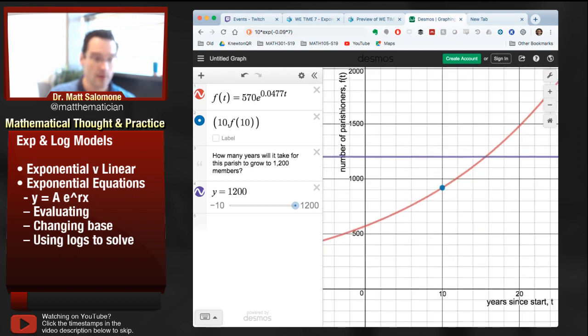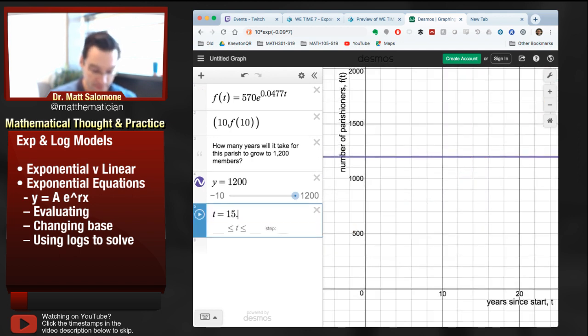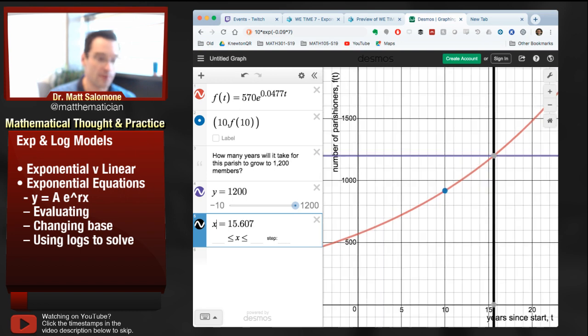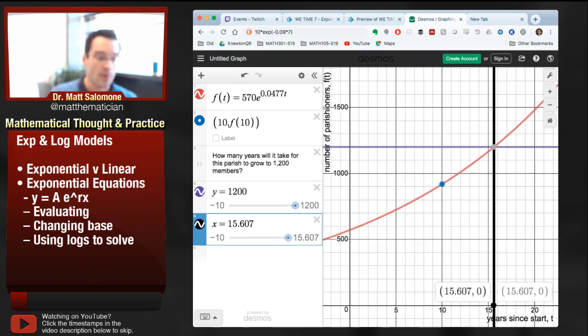we could say something like, I think that's what I wanted to do. Yeah, there we go. So 15 years, or 15.6 years after the beginning of this parish, we can expect that the number of parishioners will be 1,200. Right? So that's graphically an approximate solution to this. If you have a graphing calculator, this is a good way to do it.